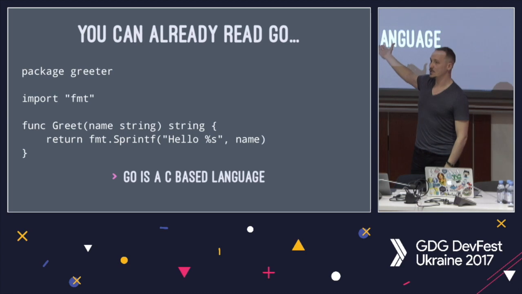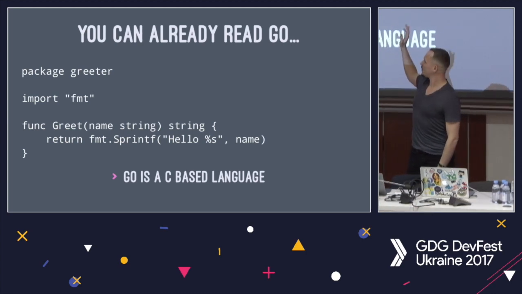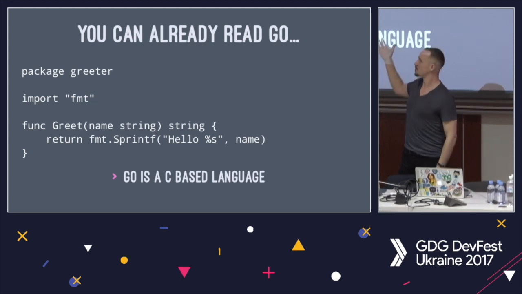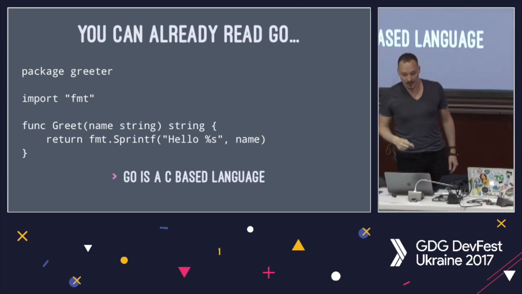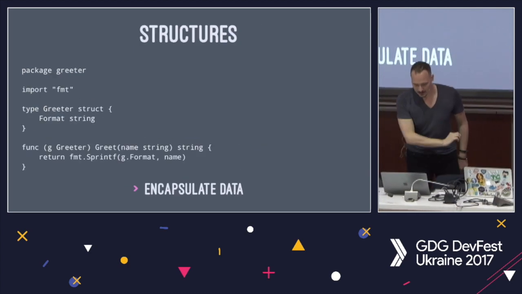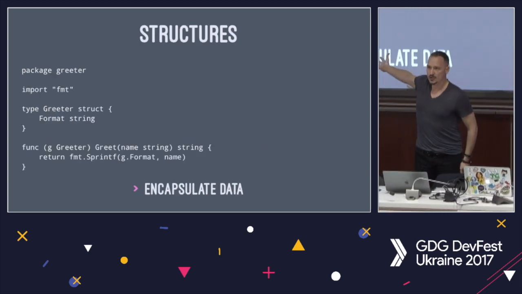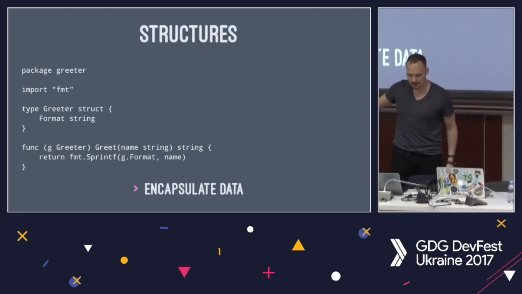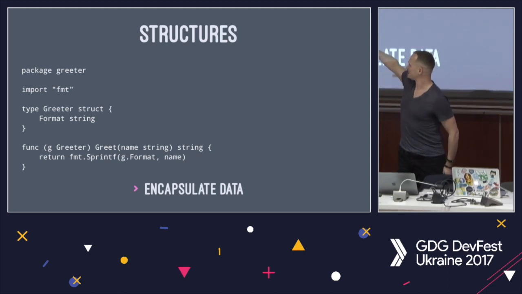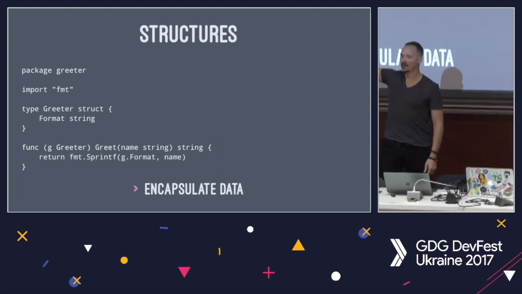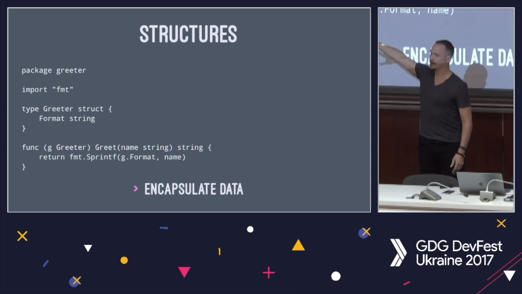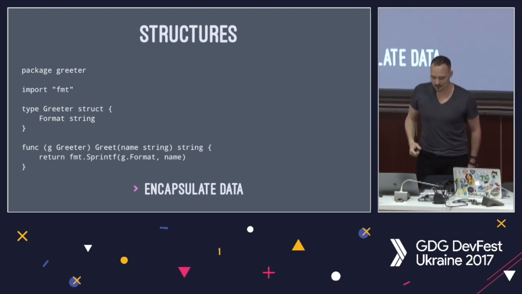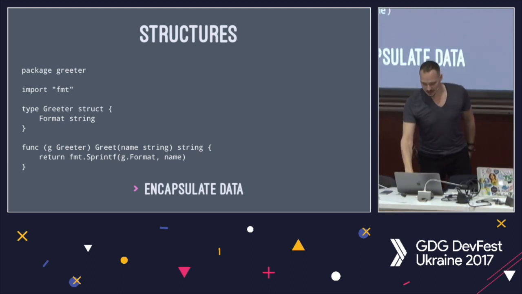And for anyone that hasn't seen it, you probably can already read Go. If you've never seen Go before and you saw that code, anyone, even probably non-programmers, would be able to guess at what's happening there. But it's a C-based language, so it's familiar. So this is how you do structures. You can embed fields here. I've got this greeter structure with a format string inside it. And this is how you do methods. This is a function, and the receiver type at the beginning puts that function on that type. So that's how we encapsulate data.